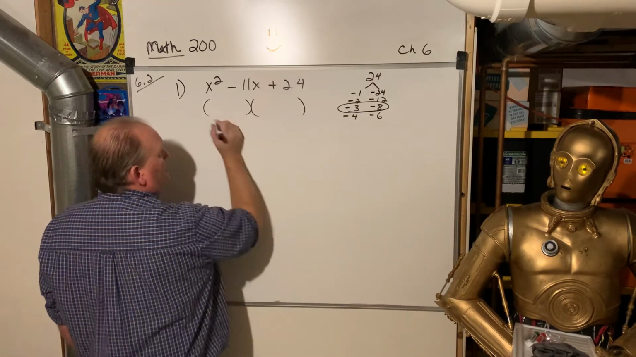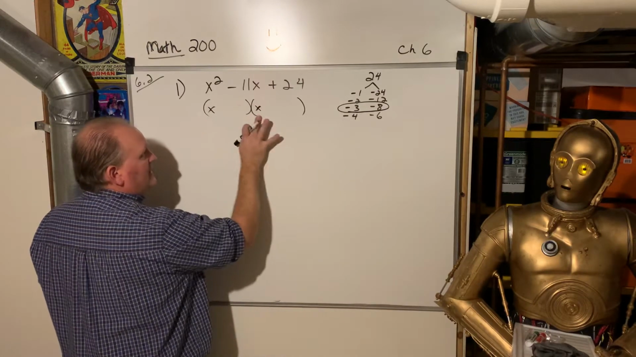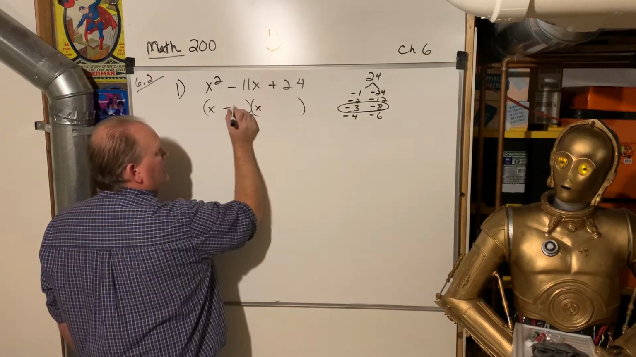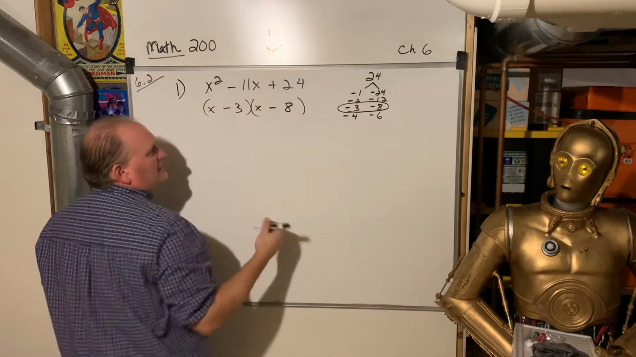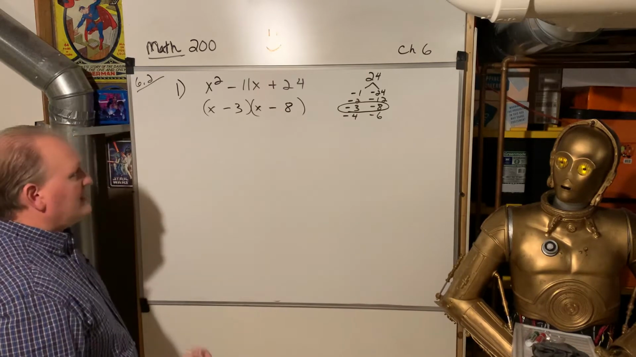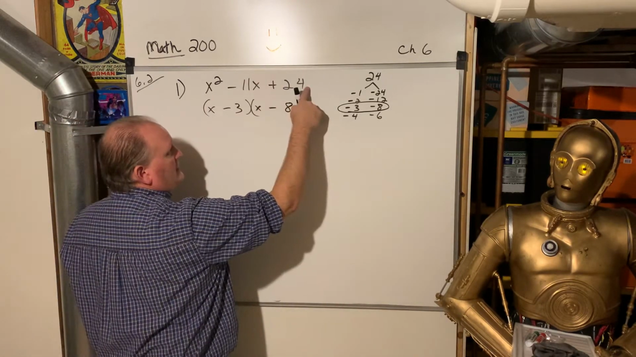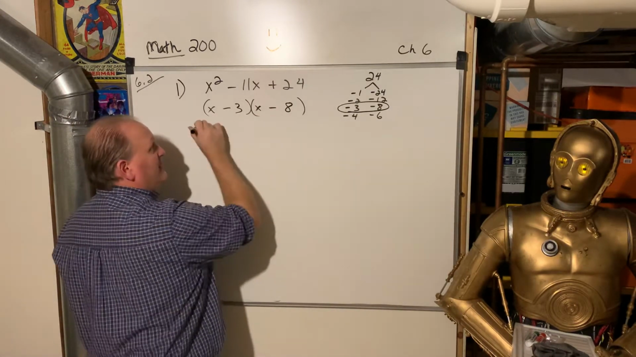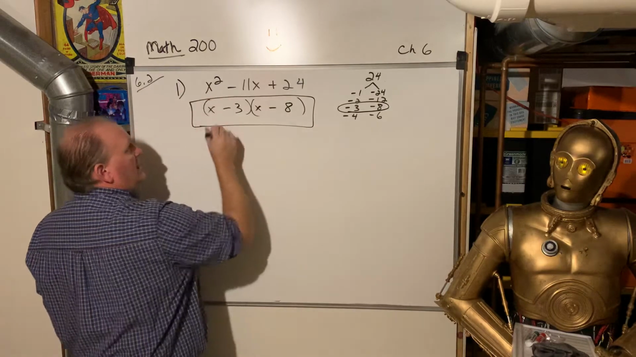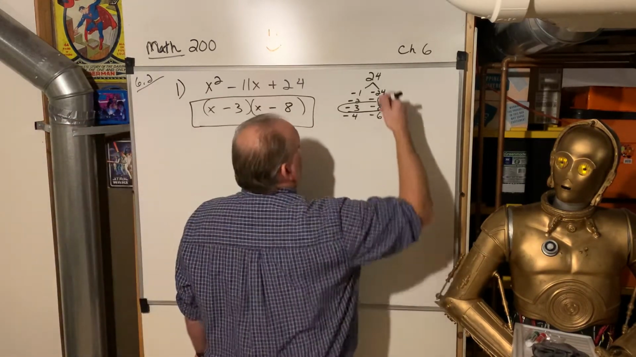And so we break it into a binomial times a binomial. X times x is x squared, minus 3, minus 8. It doesn't matter if you write minus 8 first and minus 3 second. That's it. So that's factored. So we took a second degree trinomial and we broke it into a first degree binomial times another first degree binomial. Okay? That's factoring.